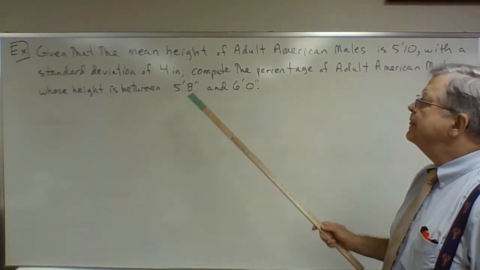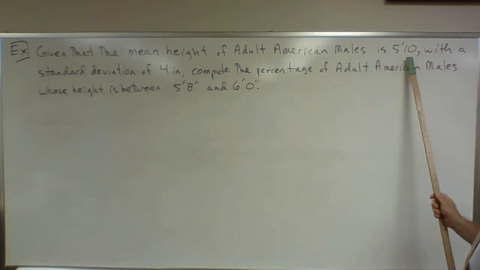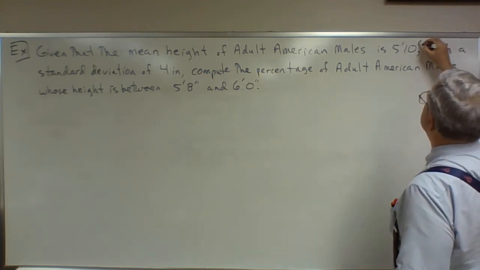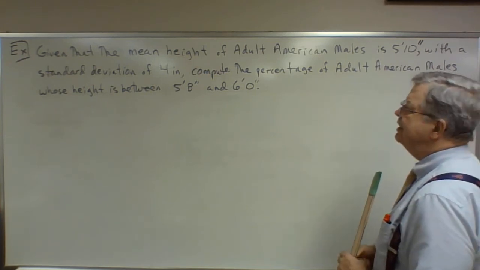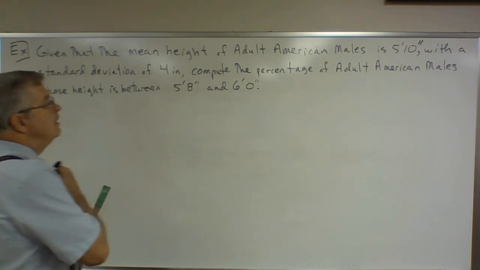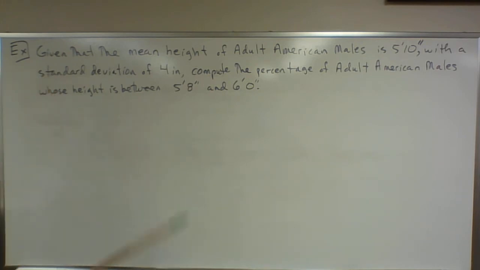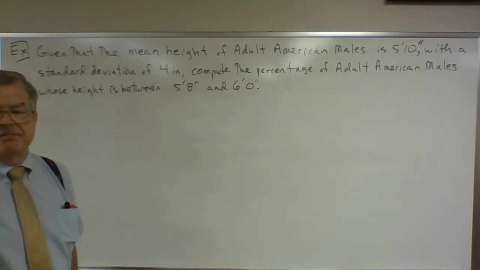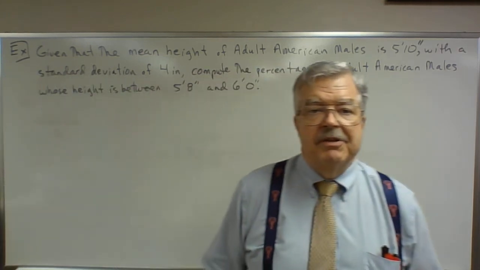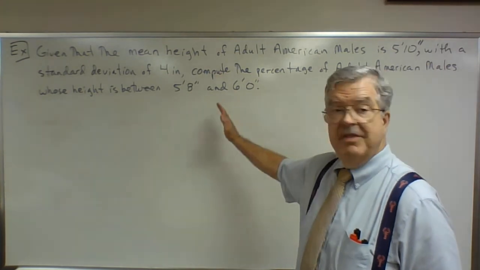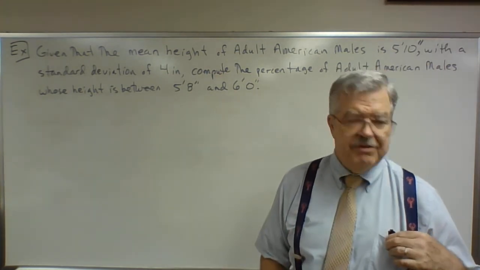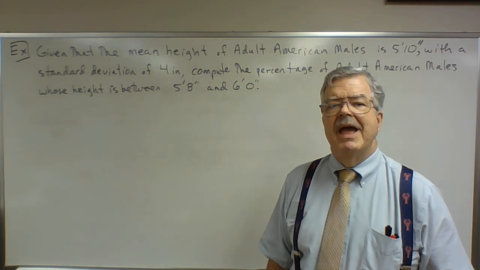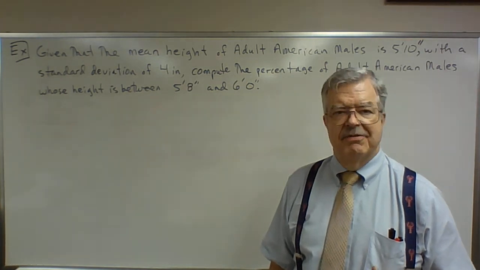Let's take a look at this. Given that the mean height of adult American males is 5 foot 10 inches, with a standard deviation of 4 inches, compute the percentage of adult American males whose height is between 5 foot 8 inches and 6 feet, 0 inches. So far, there really doesn't seem to be any appreciable difference between this example and the one that we just did. Let's work through this a little bit and see where the you-know-what hits the fan, okay?